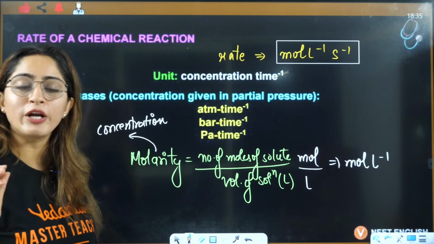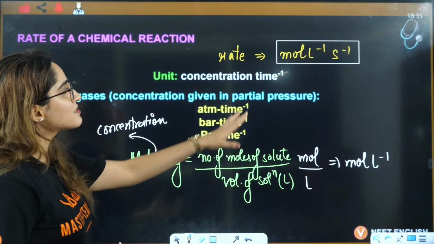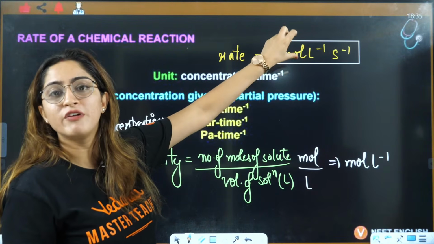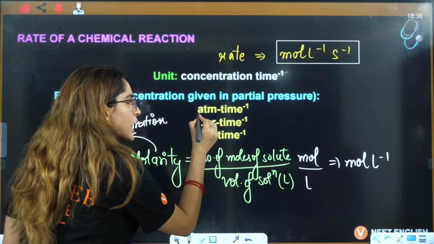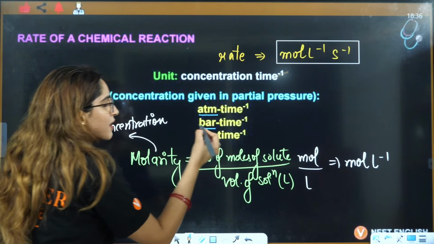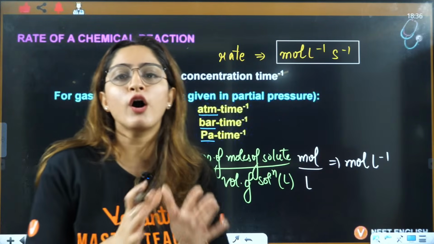Now let's talk about if you have gases. In gases, this concentration term will be replaced by pressure. Pressure can be expressed in atmospheric, in bar or in Pascal. Accordingly, you have your units.